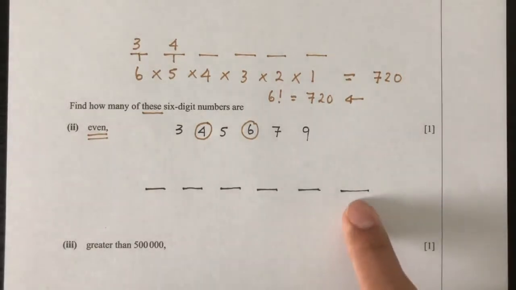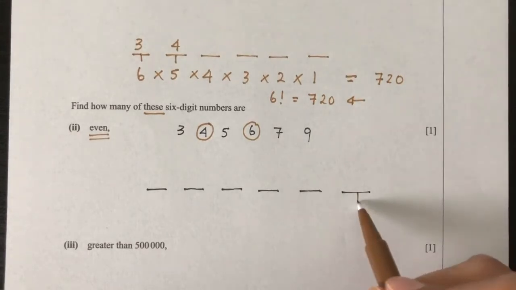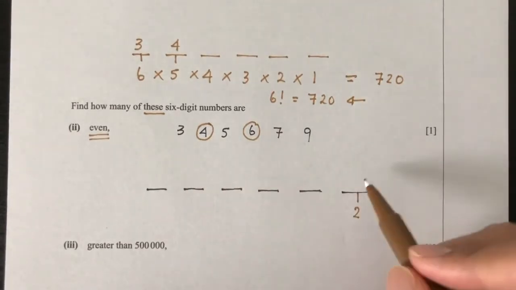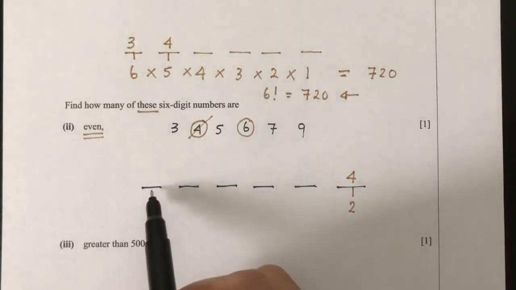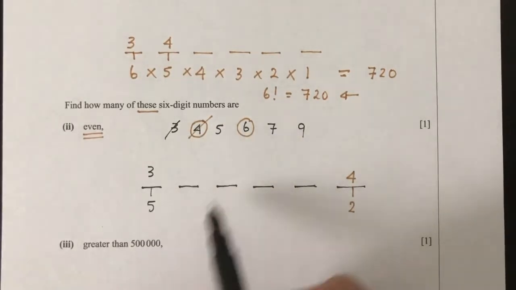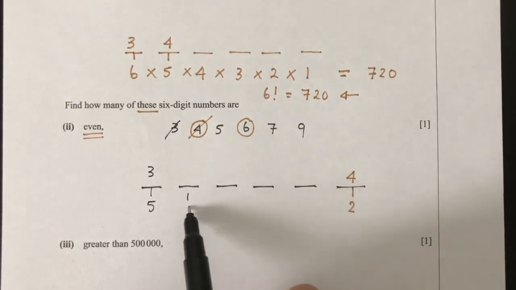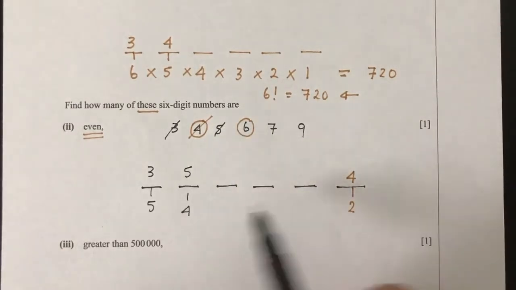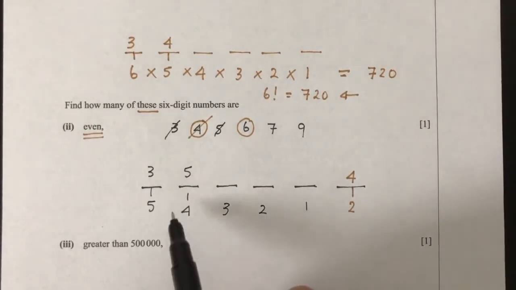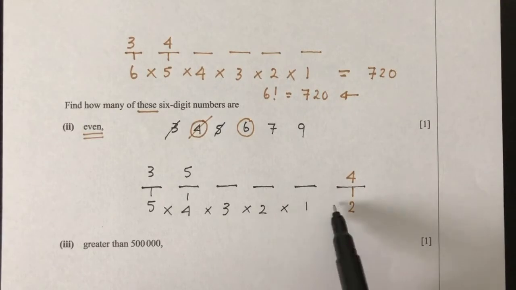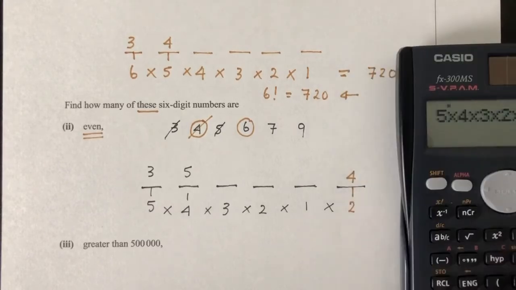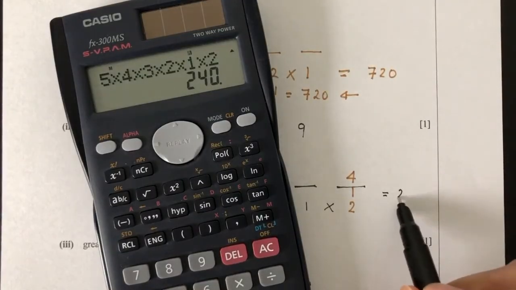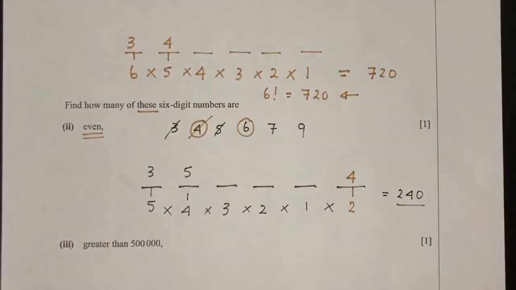So for it to be even, we only have 2 ways of ending the number. So we have 2 ways. We can choose 4 or 6. Let's say we choose 4. Okay. Now for the rest, we can choose anything else. So this one I will have 1, 2, 3, 4, 5 choices. Let's say I choose 3. And this one I will have 1, 2, 3, 4 choices. Let's say I choose 5. And going on, same thing, 3, 2, 1. Multiply those numbers to find the number of numbers that is possible. That will be 5 times 4 times 3 times 2 times 1 times 2. That will be 240 for your answer for part 2.